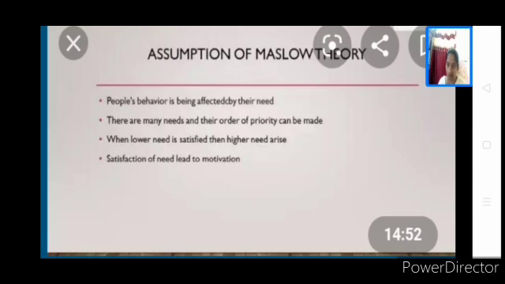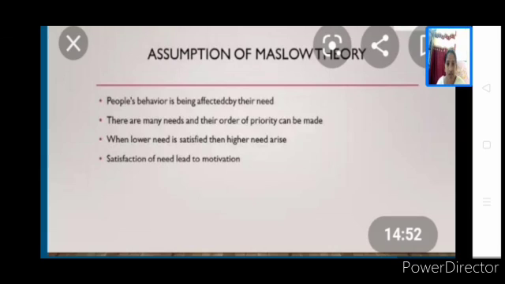So this assumption says that only when the lower level need, that is, once your physiological need is satisfied, then you will seek your safety. Once your safety need is satisfied, then you look for your social need. Similarly, once your esteem needs are fulfilled, you got good recognition, you got good status in society, then you will look for self-actualization. That is, you will set a goal for yourself and strive to achieve that goal in order to prove what you are. Then, satisfaction of need leads to motivation.